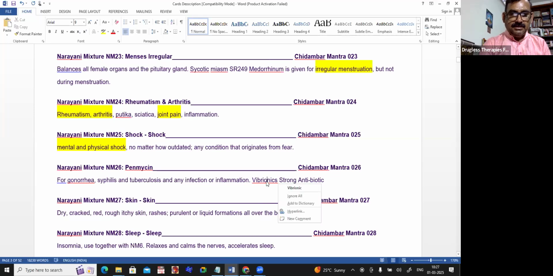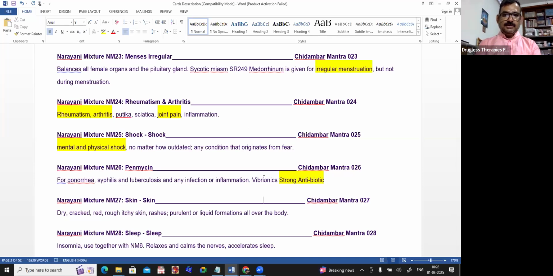VIBRIONICS. Okay. So, strong antibiotic. The strongest antibiotic in allopathy is penicillin, which they use as a last option. But here, penmycin is a combination of penicillin and streptomycin. So this works like a strong antibiotic.